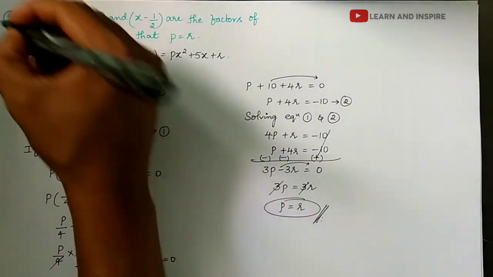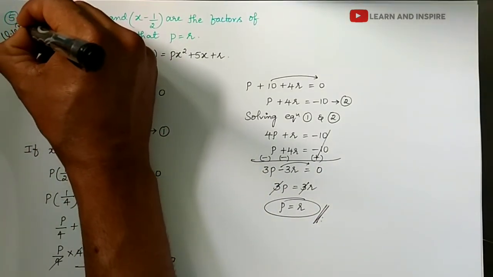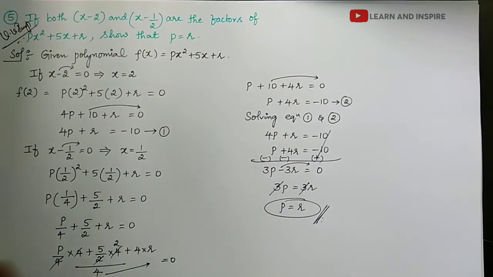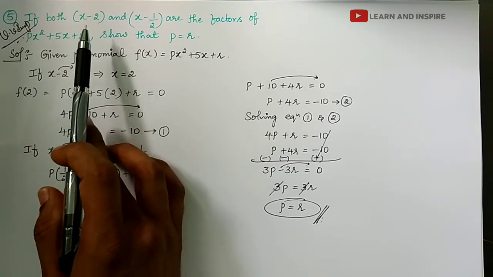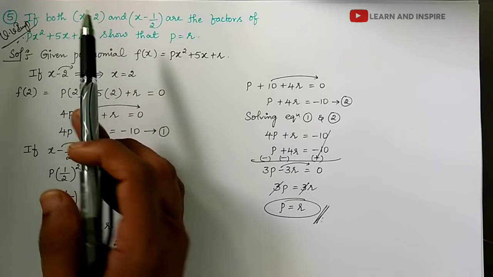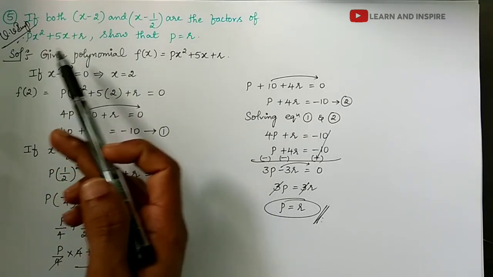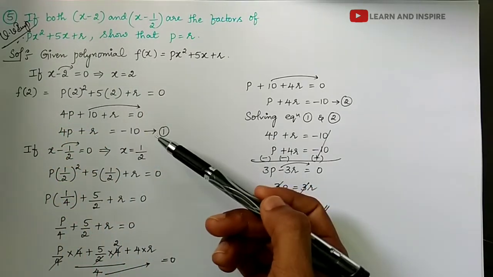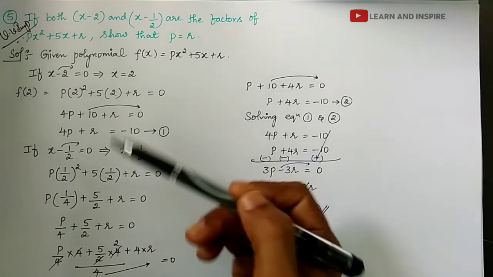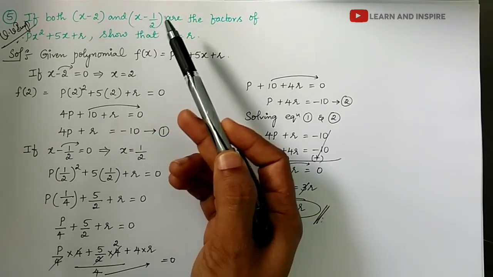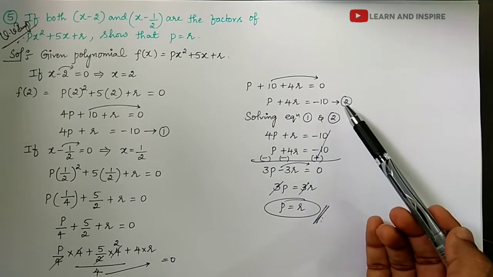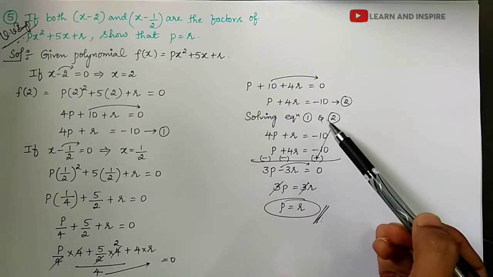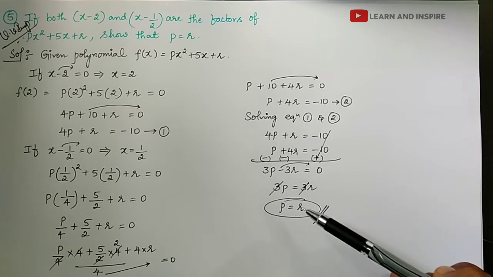So very simple, and this question is very important. First we need to take x minus 1 by 2 and find the value of x, and that value of x is to be substituted in the given polynomial, and we get the first equation. After that, by substituting x equals 1 by 2, we get equation number 2. Solving the first and second equations shows that p equals r.